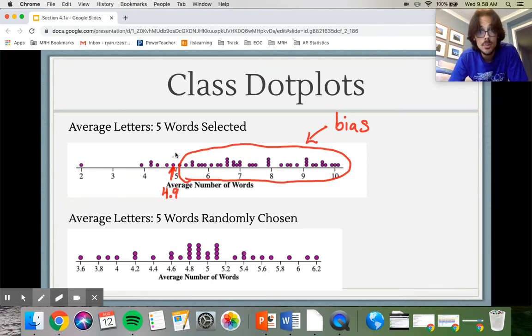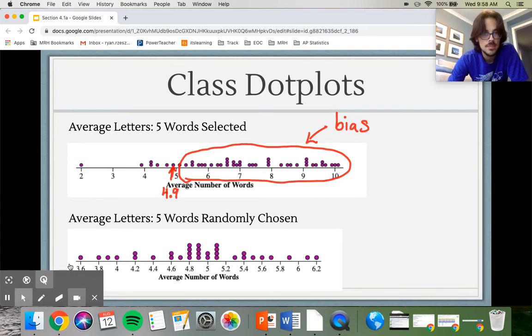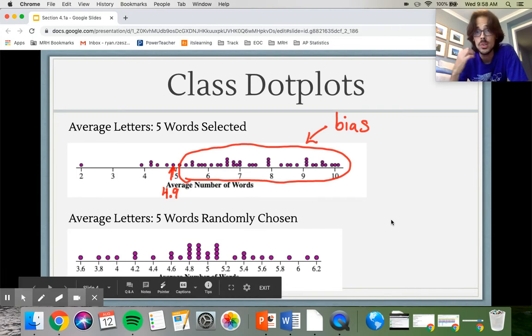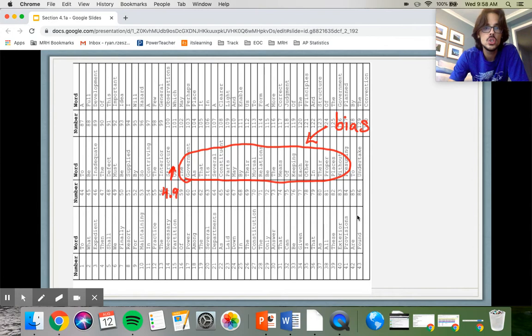Not every single person overshoots it, but most people do. And if I use this strategy where I just choose my own 5 words, more often than not, I will overshoot the actual answer. Okay? So what we're doing next, to make it more fair so our sample isn't biased, we are going to go ahead and actually choose our 5 words randomly.